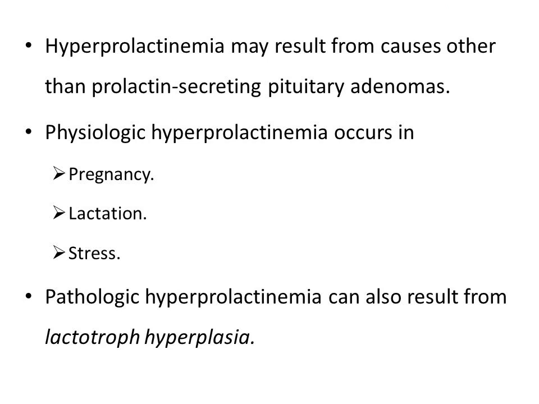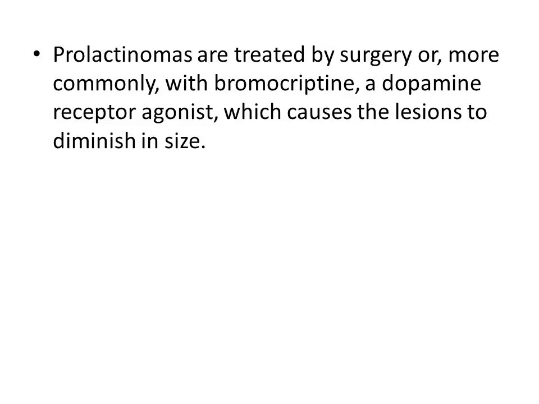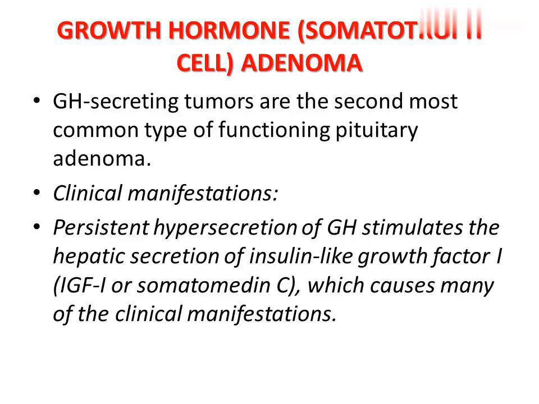Hyperprolactinemia may result from causes other than prolactin-secreting pituitary adenomas. Physiologic hyperprolactinemia occurs in pregnancy, lactation, stress. Pathologic hyperprolactinemia can also result from lactotroph hyperplasia. Prolactinomas are treated by surgery or, more commonly, with bromocriptine, a dopamine receptor agonist, which causes the lesions to diminish in size.